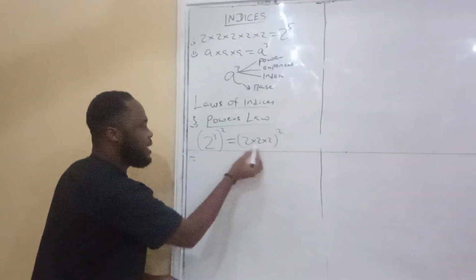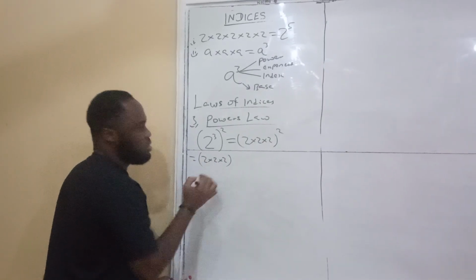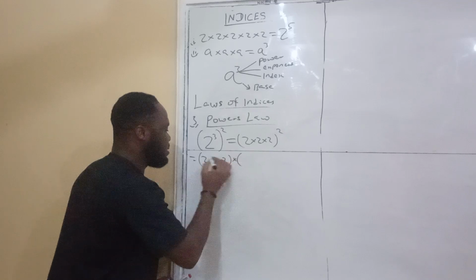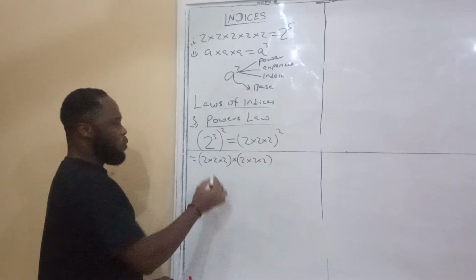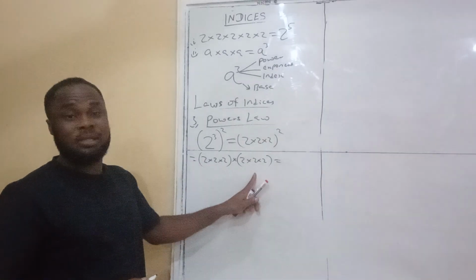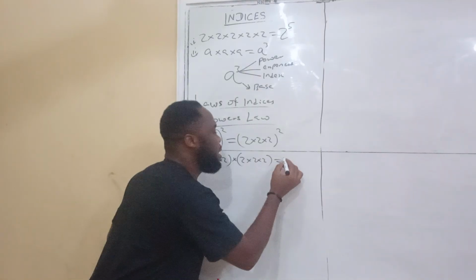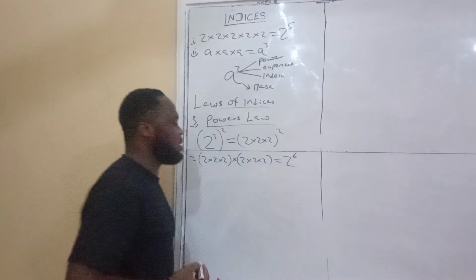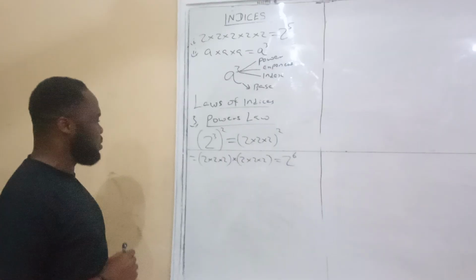So we can simplify this as well. The first one is 2 times 2 times 2. That's the first. Then the second part is 2 multiply 2 multiply 2. Now, when you simplify this further, you see we have 6 2's here. So we can simply write 2 raised to the power of 6. But we can't be simplifying this way, right? We must find a better way to do that.